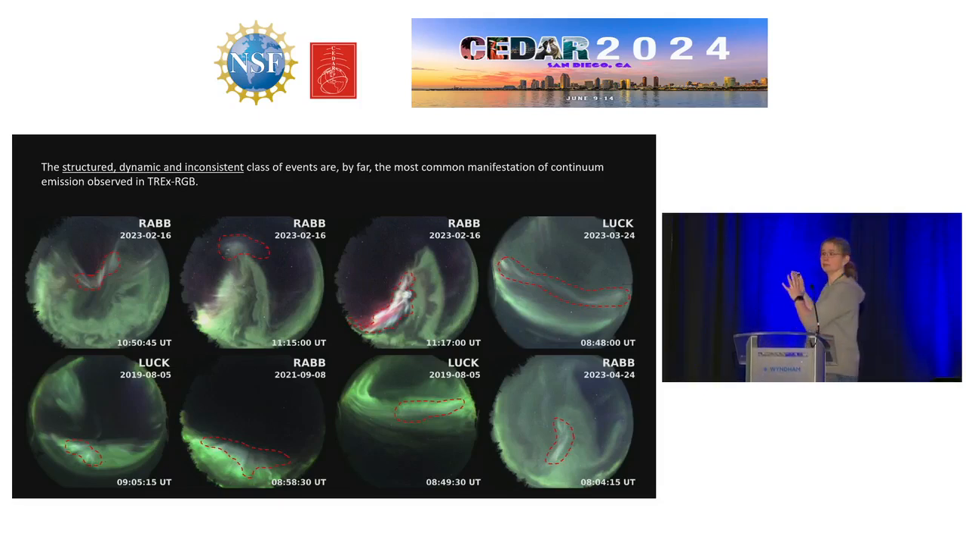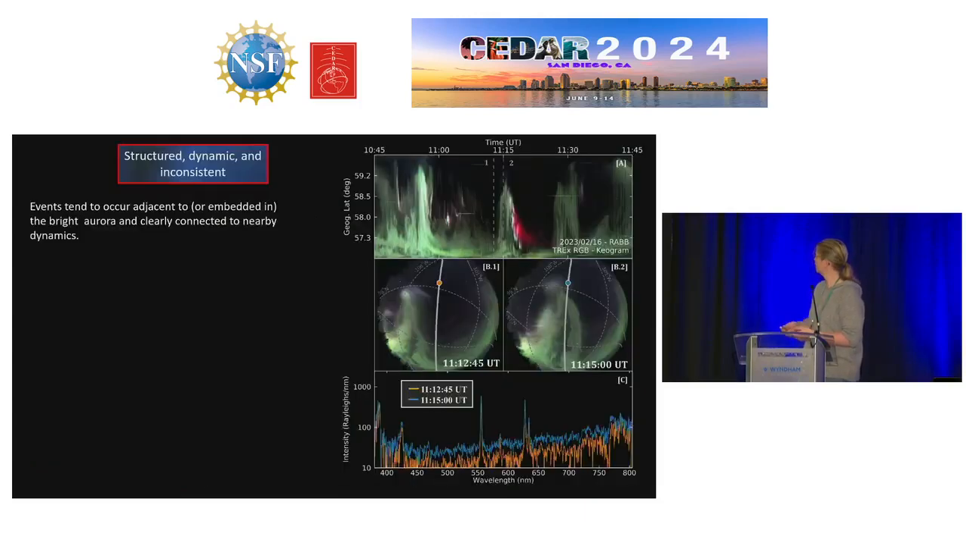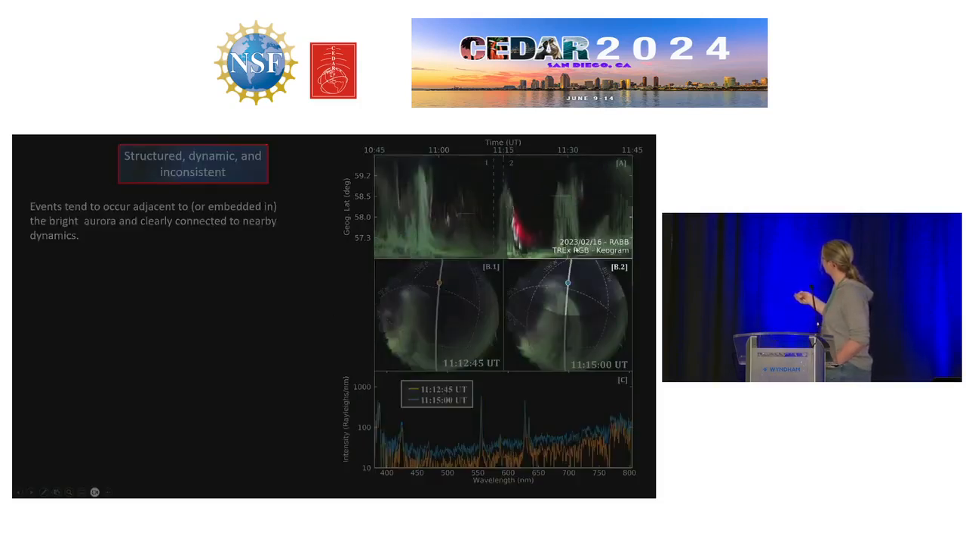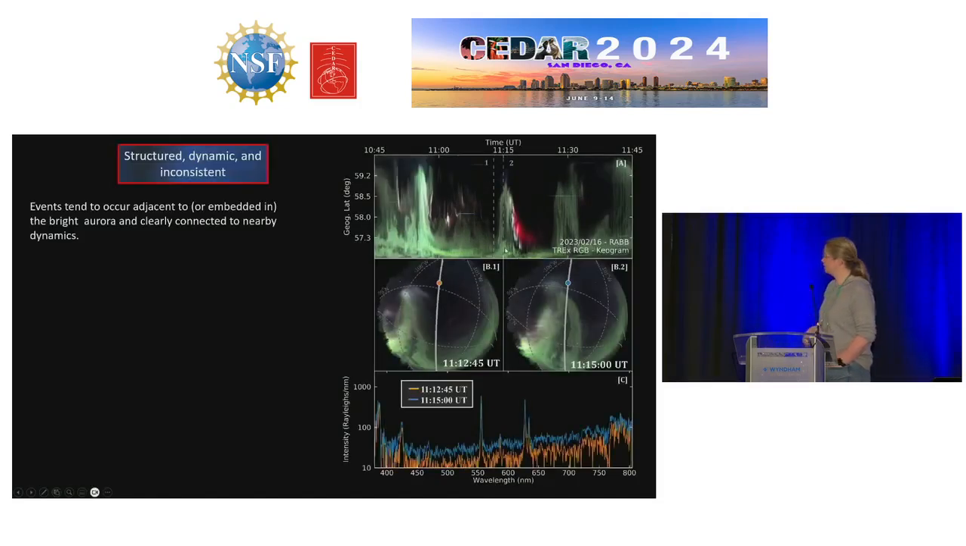Okay, so while we're using T-Rex RGB to get at the spatial structure and how this continuum emission patch or structure is moving, we're able to corroborate that with the full spectral measurements. And when we dig in, here's an example of what we see. What we've got is a keogram at the top to give you a context. And as I said, most of these events, if not all of them, are either embedded in or adjacent to bright auroral activity. And so you'll see here, this is the hour-long activity at the top where we're taking from T-Rex RGB. The two dashed lines are where we've pulled the images that are below.